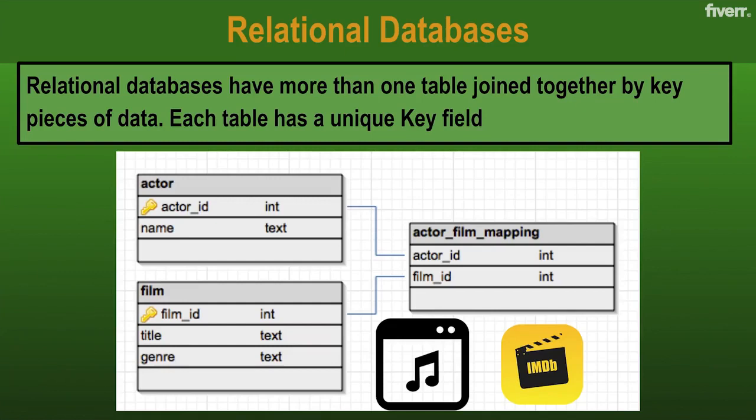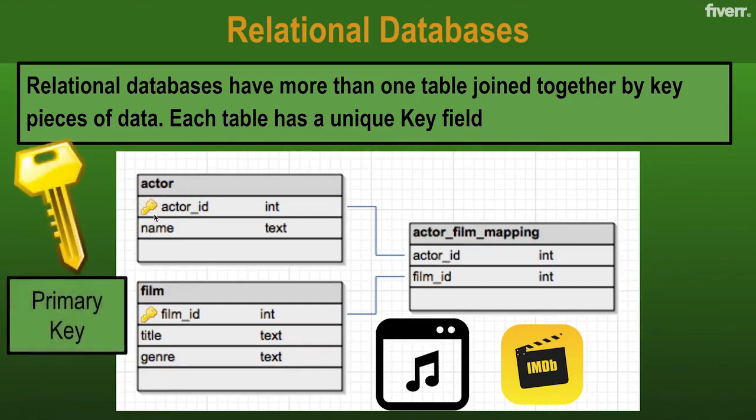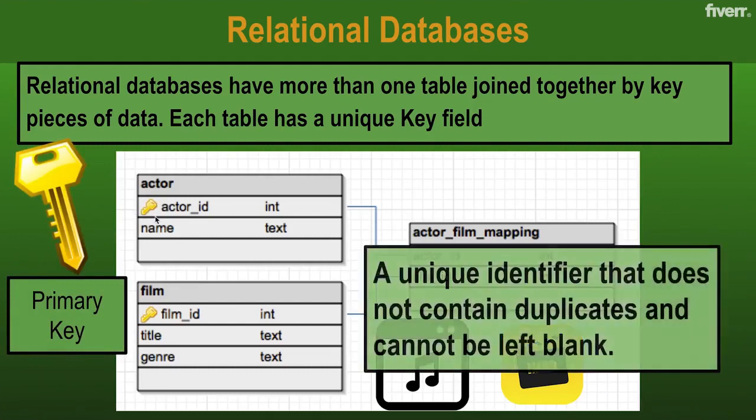So, when we look at these tables and how they join, I mentioned that they're joined by a unique field. You see this key here that indicates this is what we call the primary key, and every table has one of these primary keys. It is a unique identifier that does not contain any duplicates, and it cannot be left blank. So, again, if you think about your school, you probably have a student ID number.